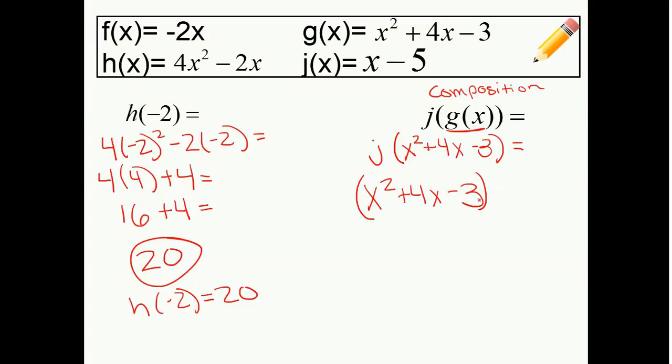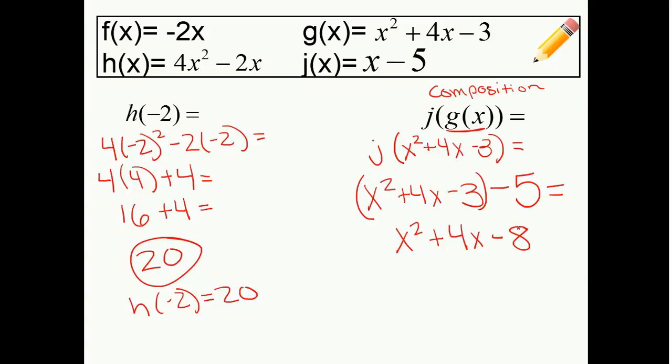So then I need to finish the rest of j. So I already used x, and it's going to be minus 5. So I have to basically finish what j was. But I just got to put g where the x was, okay? So I now need to combine. It looks like I have a negative 3 and a negative 5 that I can put together. So I'm going to have x squared plus 4x minus 8.